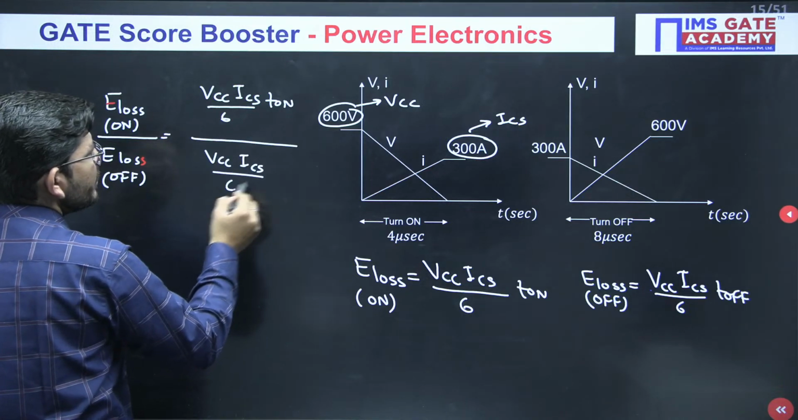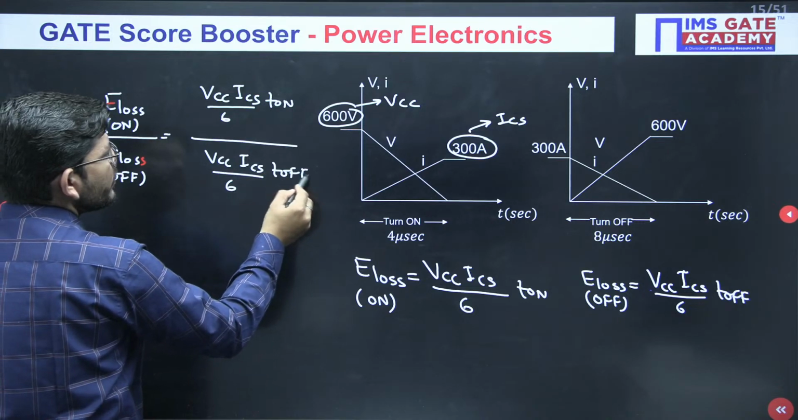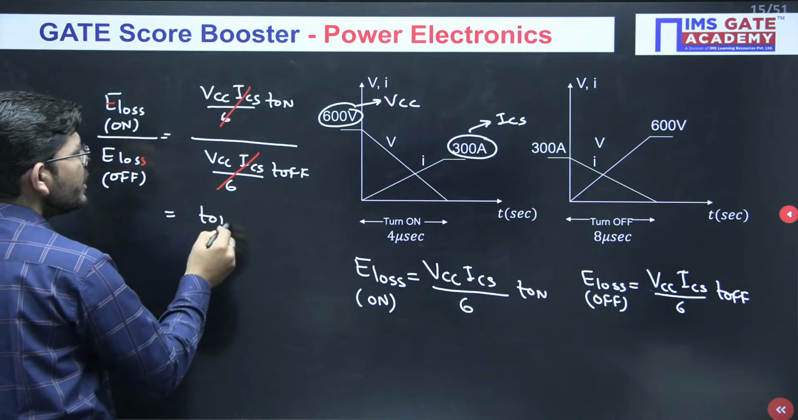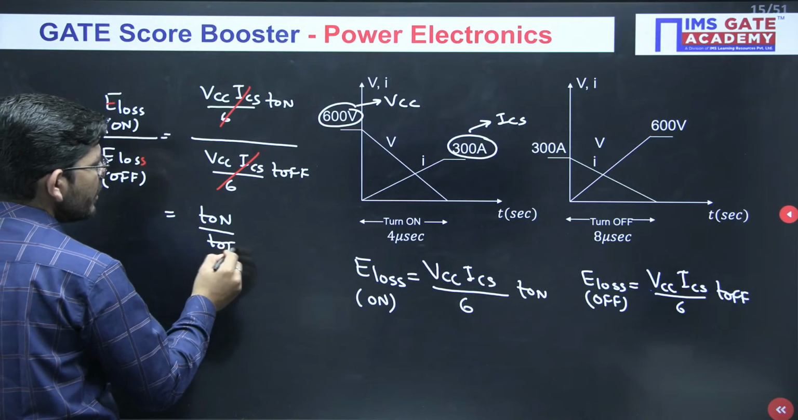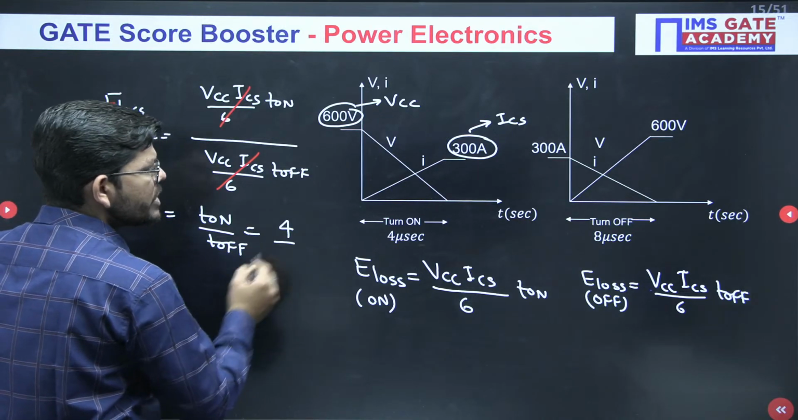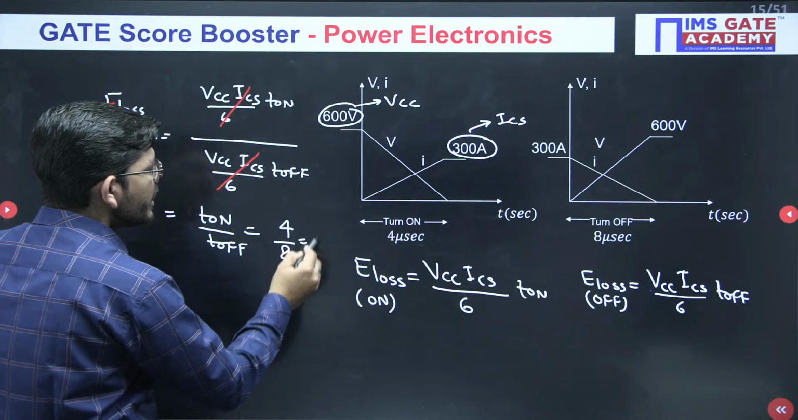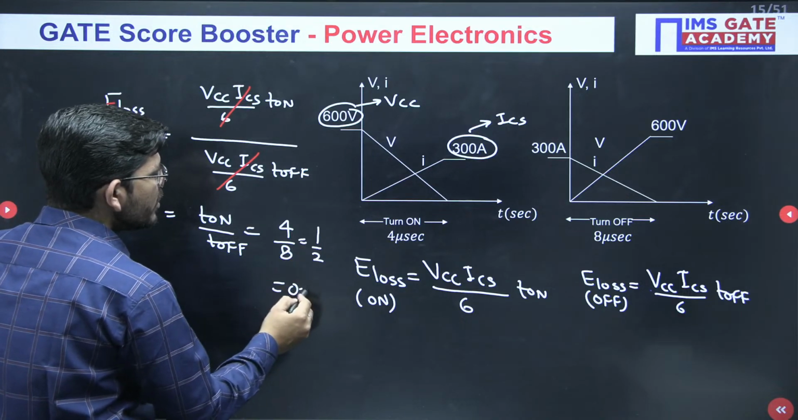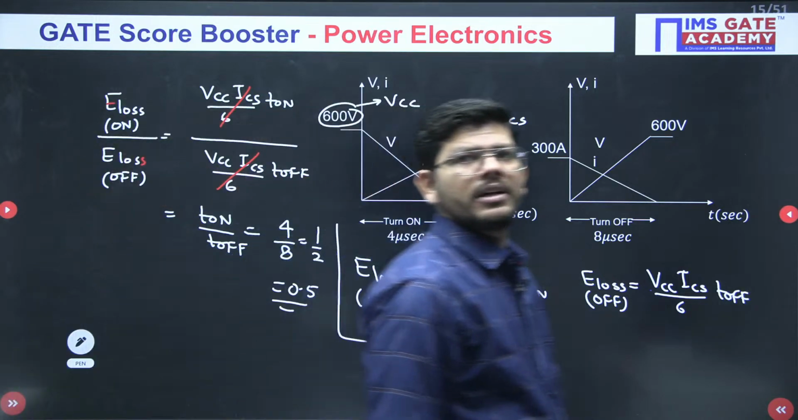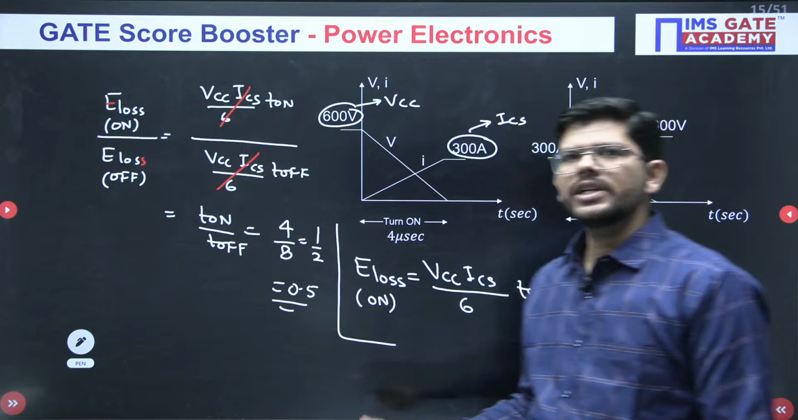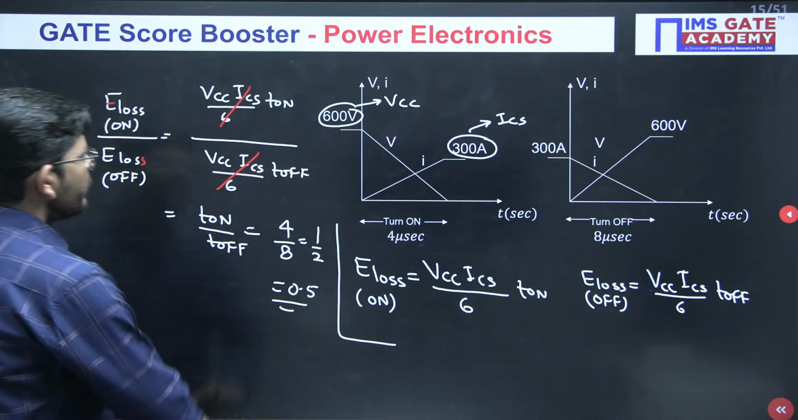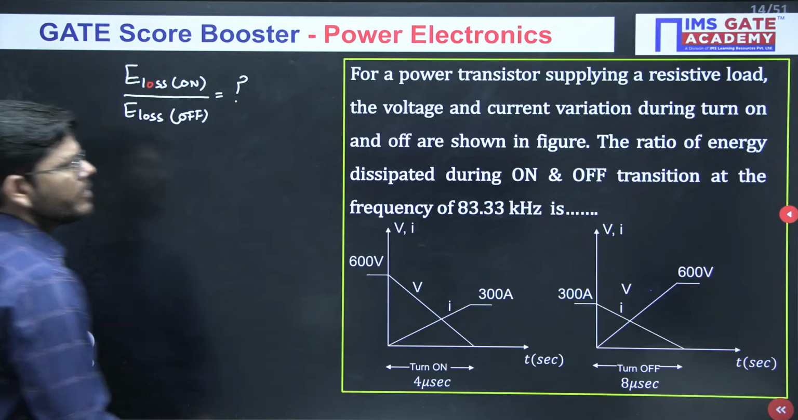So if you put the values, VCC ICS divided by 6 into T on upon VCC ICS divided by 6 into T off, you can see this will be cancelled, and what you will be getting is T on divided by T off. So what is T on? It is 4 microseconds. What is T off? It is 8 microseconds. So you will get 1 by 2, or 0.5, as the answer. This is how you have to approach this question, which Nilmesh, Divya and Nitya have already solved. Very good, excellent.